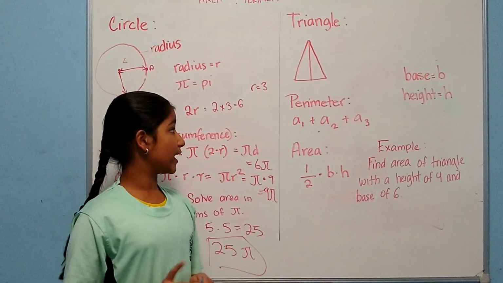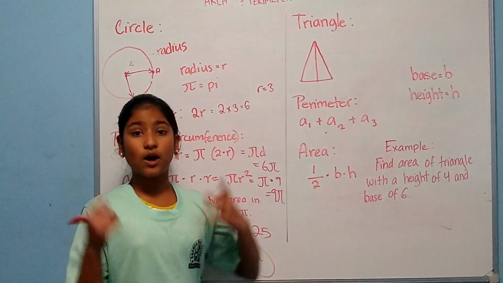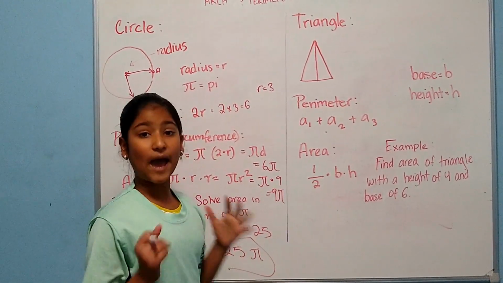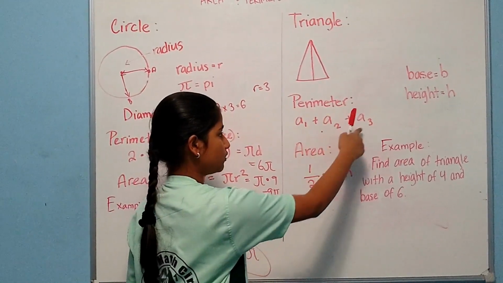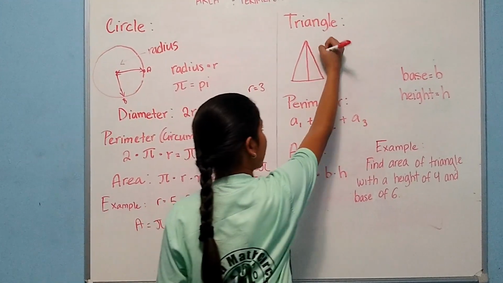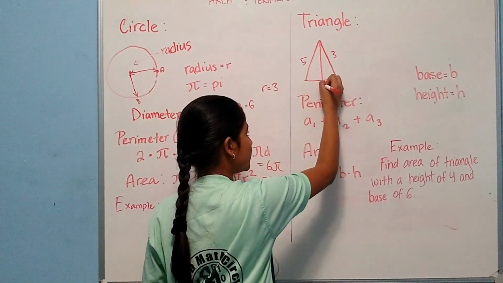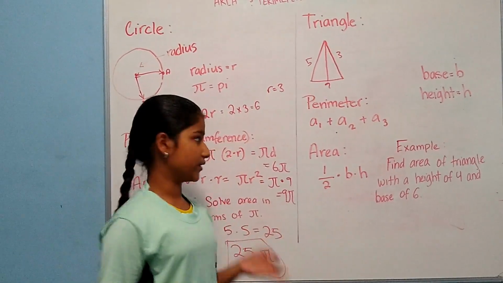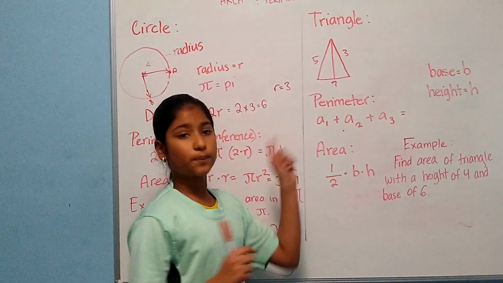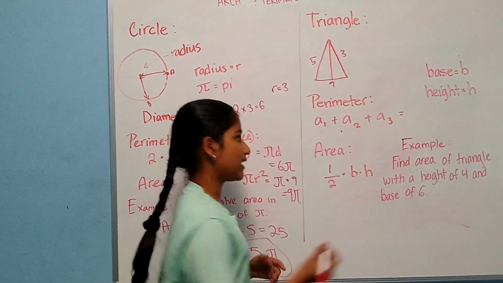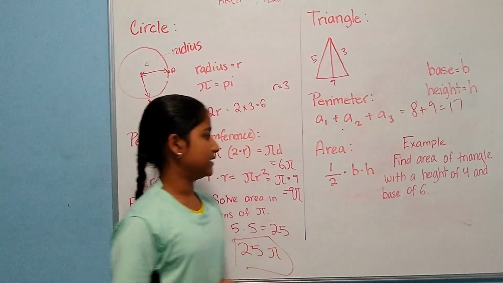Now let's learn about the triangles. Now in the triangle we can solve for perimeter and area. Now how to solve for the perimeter is we have to add all of the sides. So this is side 1, side 2, and side 3. Let's say that this side is 3. That side is 5, and this side is 9. What would be the perimeter? Let's solve together. So that would be 3 plus 5 plus 9. 3 plus 5 is 8, and 8 plus 9 is 17. So the perimeter would be 17.